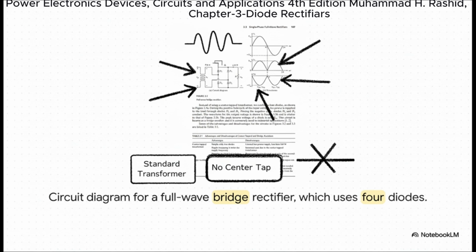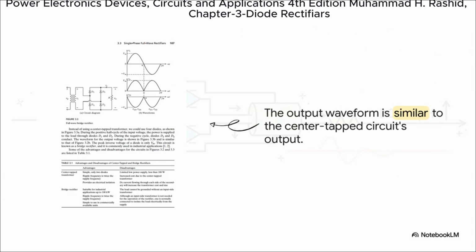And you can see the key difference right away, can't you? This one uses 4 diodes, all arranged in that classic bridge shape. And it gets to use a regular, simpler transformer. No need for that special center tap. And take a look at the output. What do you know? The waveform is pretty much exactly the same as the center-tapped one.